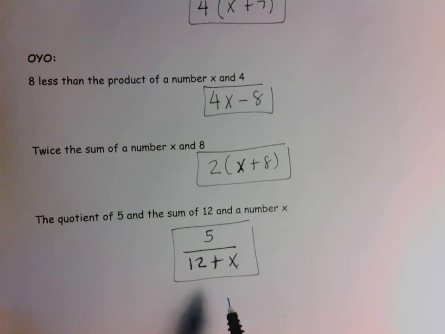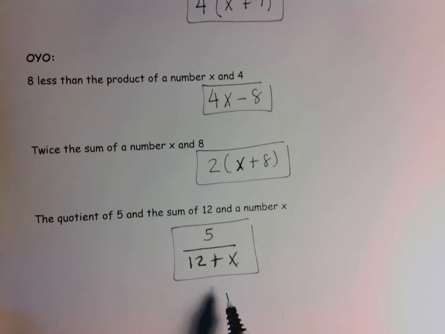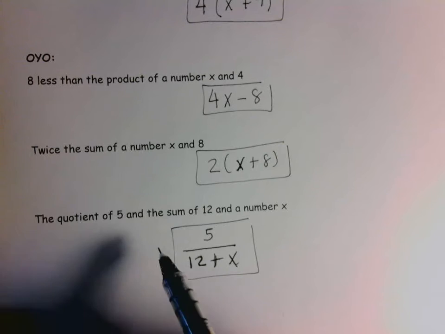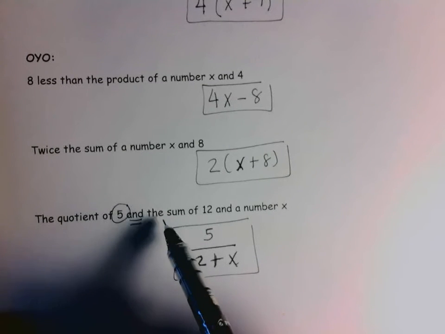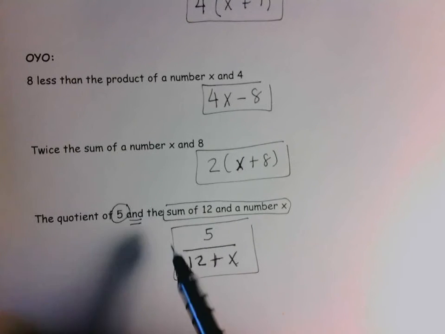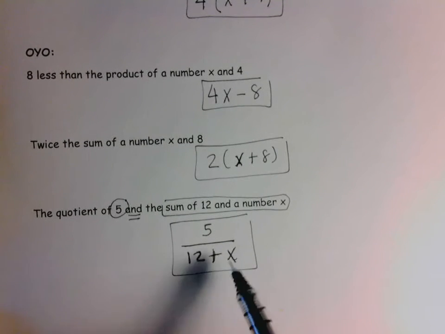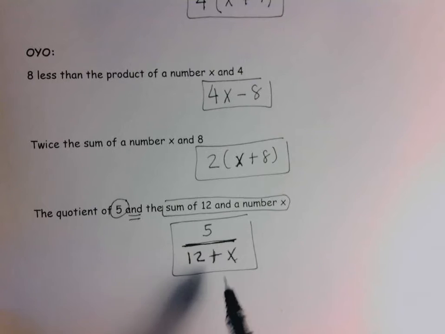The quotient of 5 and the sum of 12 and a number x. So quotient means division, and whenever I'm talking about division, this and is going to be my division bar. Whenever I'm talking about quotient, the and is going to be the division bar. So I have the quotient of this and this. I'm dividing these two. The quotient of 5 and the sum of 12 and a number x. It takes practice. If you're getting it wrong, it's okay. It does take practice.